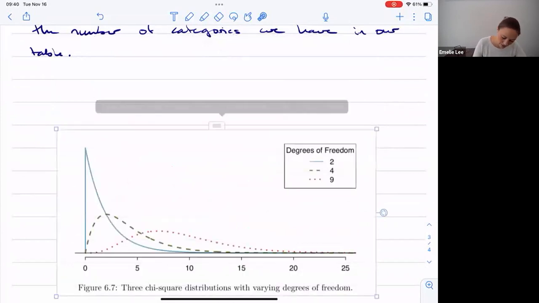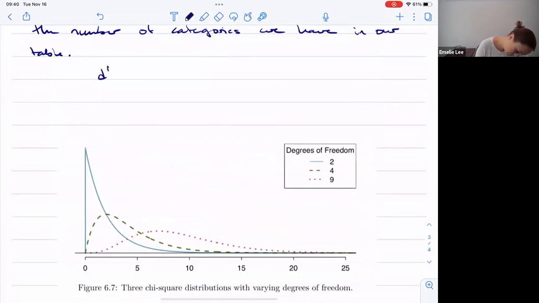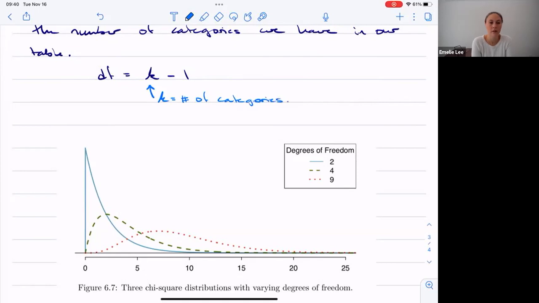The degrees of freedom is going to be k minus 1. Okay. So k is the number of categories, so the degrees of freedom is the number of categories minus 1.